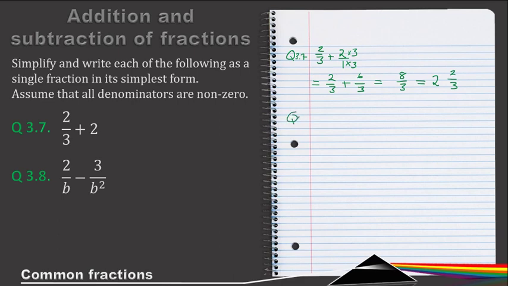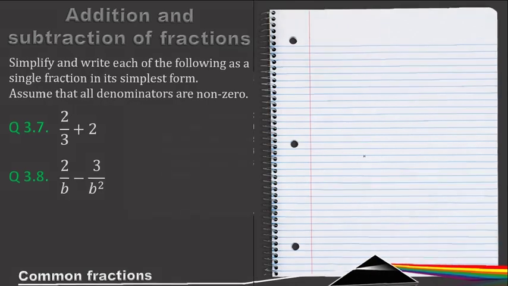Then for question 3.8, I've got 2 over b minus 3 over b squared. The lowest common denominator between b and b squared is b squared. So multiply by b, top and bottom. So this is then 2b over b squared minus 3 over b squared. So to simplify this, we say over a long dividing line, 2b minus 3 over b squared. And notice we can't add these because they are not like terms.